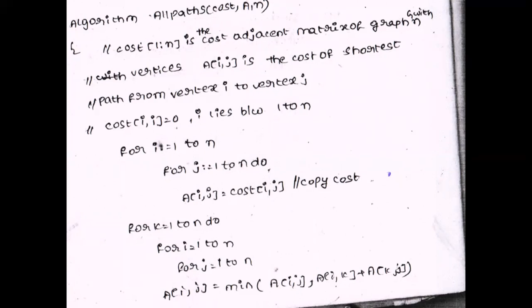Next, k equal to 2 means the intermediate vertex is 2. We find the shortest path from i to j through the second vertex, that is, from i to 2 and 2 to j. Next, k equal to 3 means you find the shortest path from i to j through intermediate vertex 3.